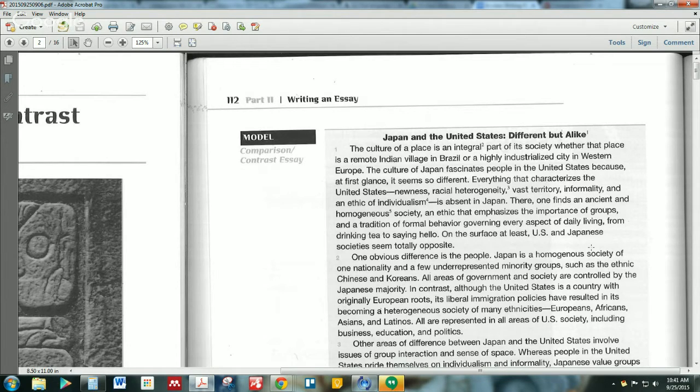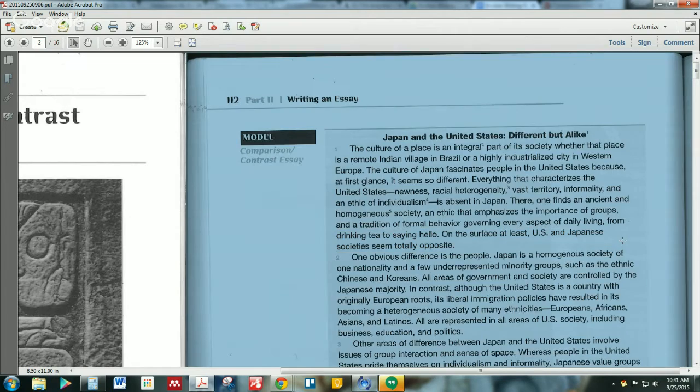So here we have one of those essays where we have a nice traditional introduction where the thesis is at the very last sentence of the first paragraph.